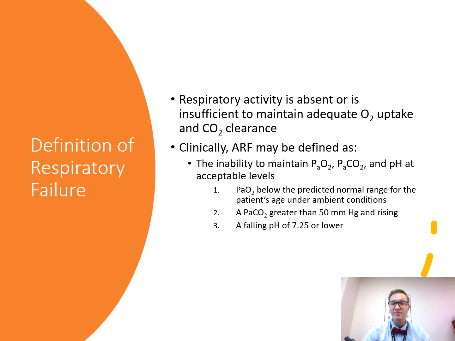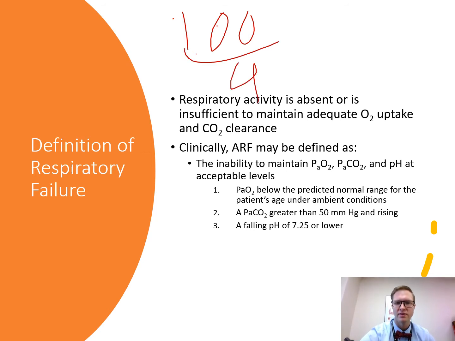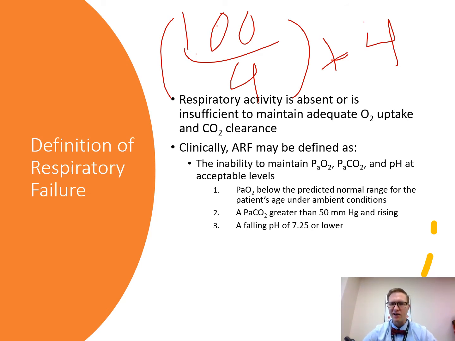So if you know what goes into an equation, you know what goes into the physiology behind it. So if you take someone's age in years divided by 4, and then you add 4, let's say they're 100, that tells you their normal A-a gradient, P big AO2 minus P little aO2, right? And so that's their normal. As you get older, you have desquamatization of your respiratory zone, which means you're losing a little bit of surface area the older you get, which means your diffusion also decreases as you get older.